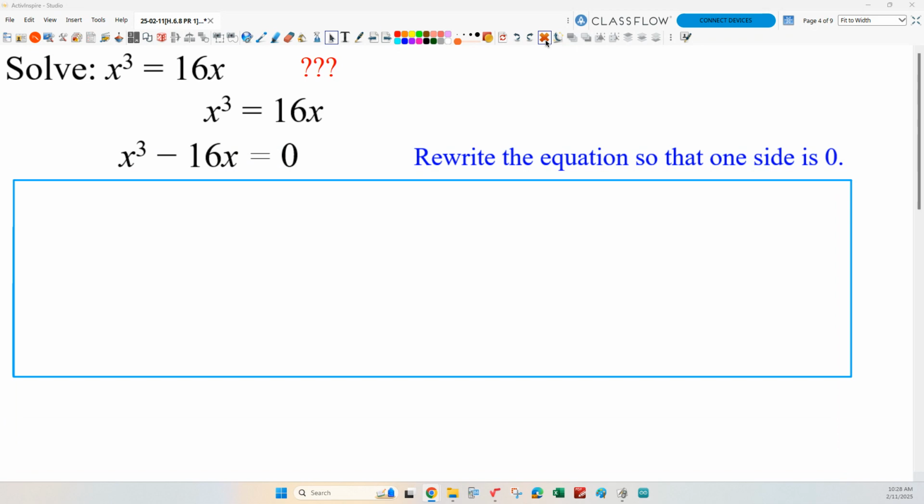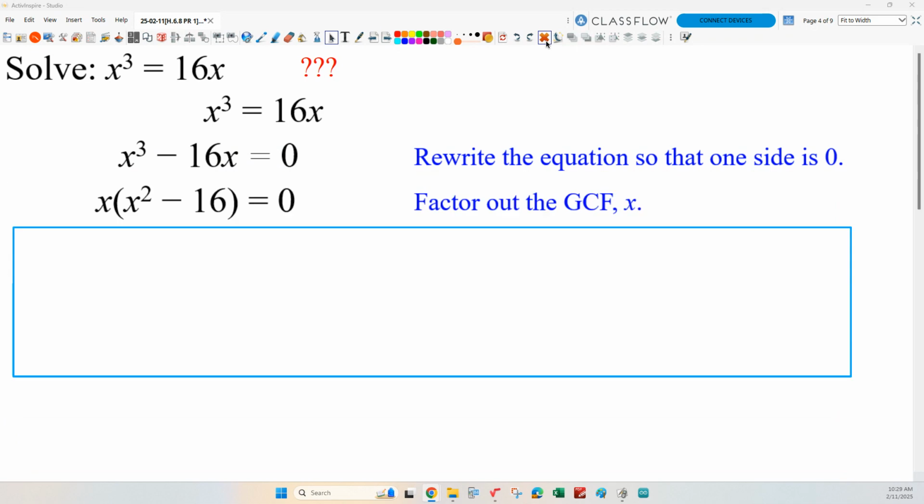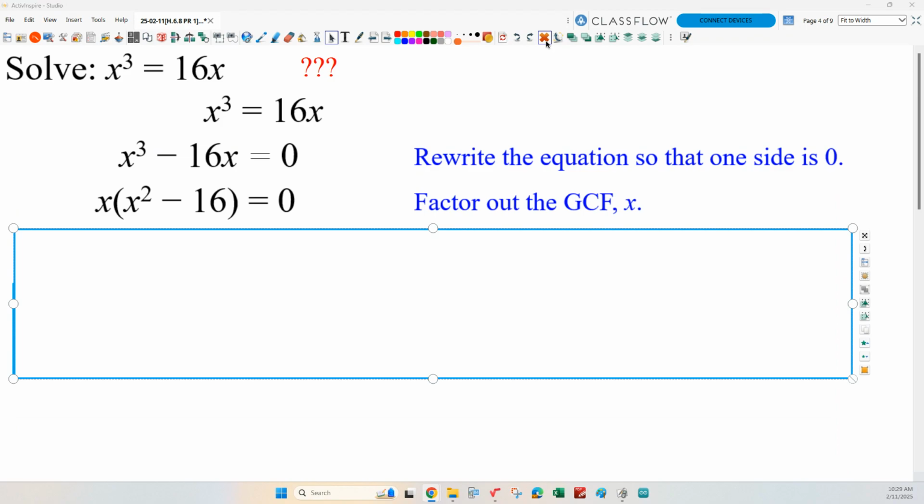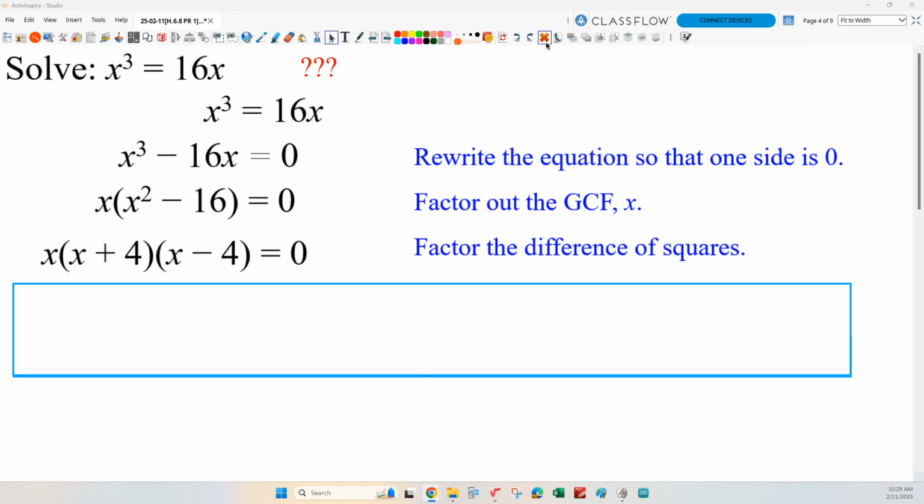Okay, factor out the GCF, which is an x. We always want to factor out a GCF. Good. So we factor out an x, and then we're left with an x squared minus 16. Difference of squares. Very good. So we'll factor that x squared minus 16 into what, everybody? X minus 4 times x plus 4. Good, because that's x squared minus 4 squared, isn't it? Good. And now we've got answers.